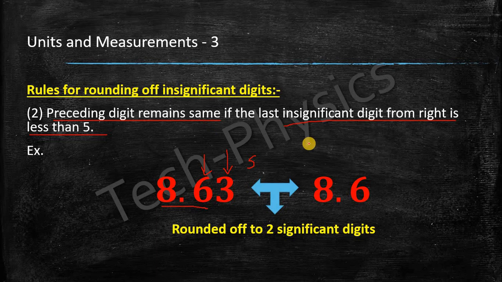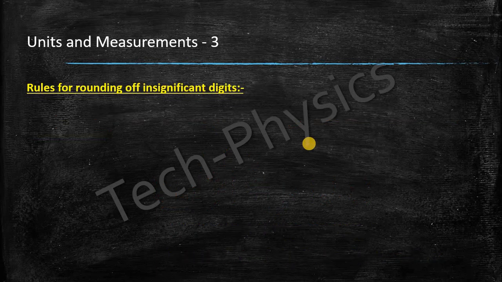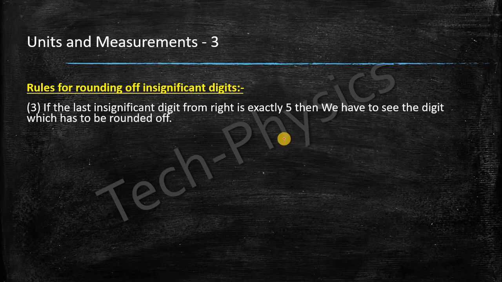Okay, so this is rule number 2. Now let us go to rule number 3. If the last insignificant digit from the right is exactly 5, then we have to see the digit which has to be rounded off. So here came a new case. What was the case? If the number is not less than or greater than, but exactly 5. In that case, what we will do, we are going to see in rule number 3.